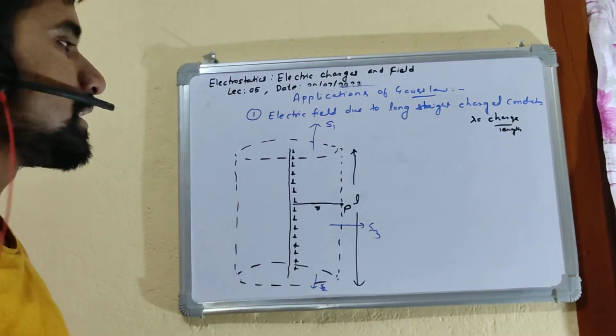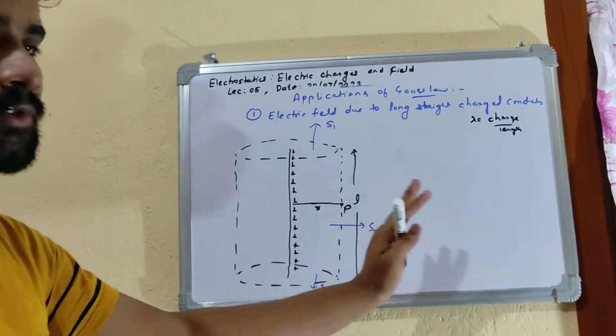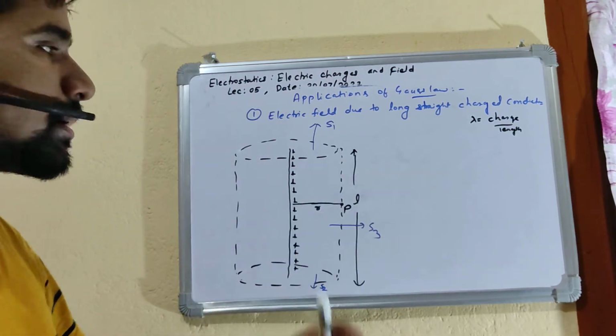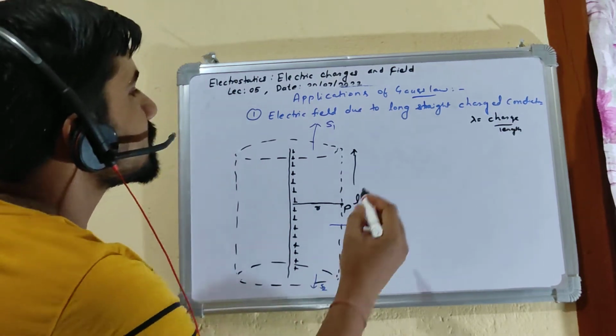E s cos theta, cos 90 is 0, so there is no contribution. So S3 is the only one of interest for me, right? And this is what I'm calculating, the field at point P, right? Now, before calculating that, what is the net charge?